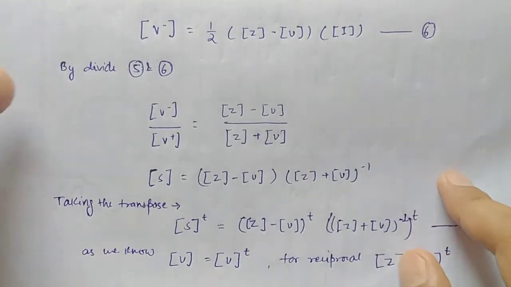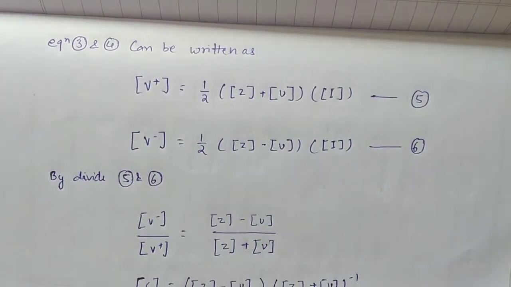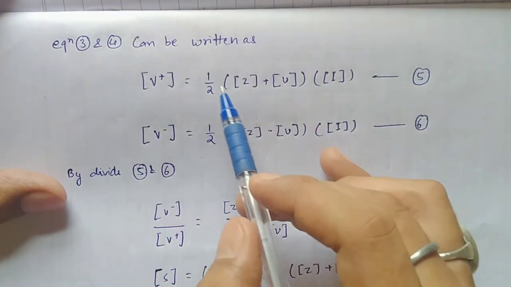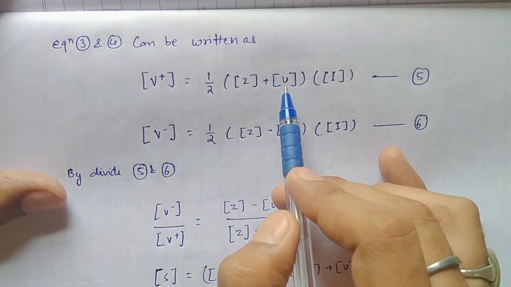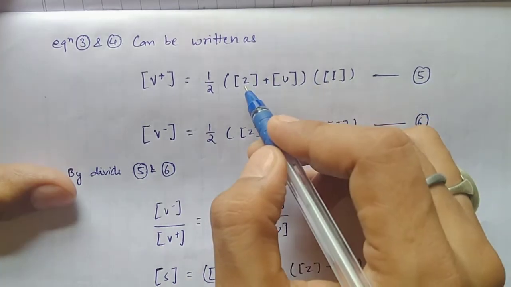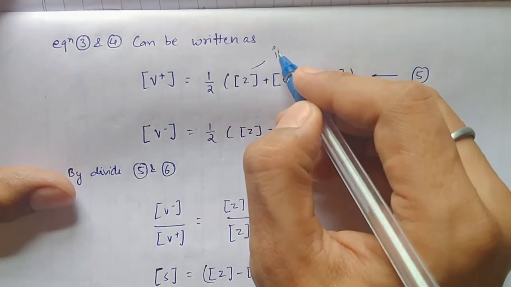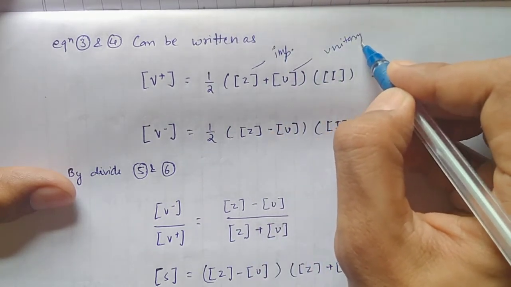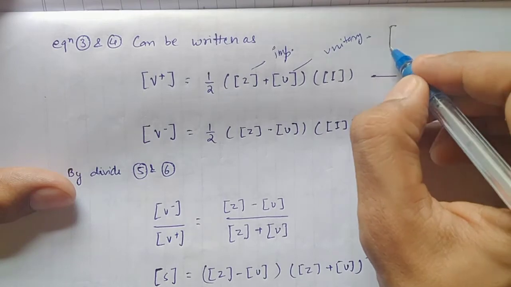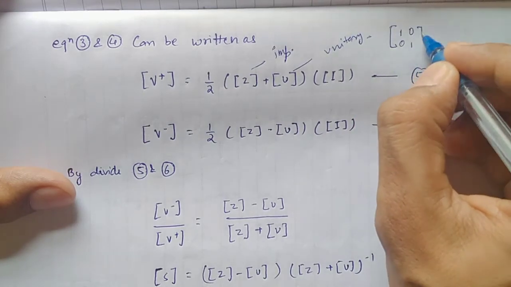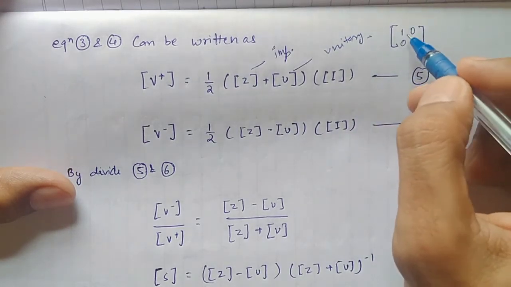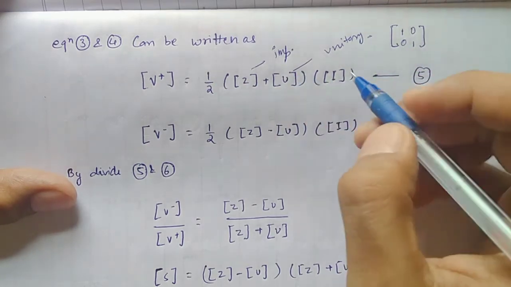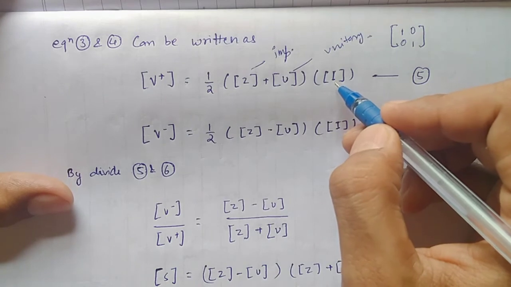Now, using equations 3 and 4, we can write V plus as 1 by 2 (Z plus U) into I. Here Z is the impedance matrix and U is the unitary matrix. The unitary matrix is written as 1 0 0 1 for 2 ports. In the same way, for 3 ports it will be diagonal with 1s, and the remaining terms will be 0. This is called the unitary matrix, and I is the current matrix.